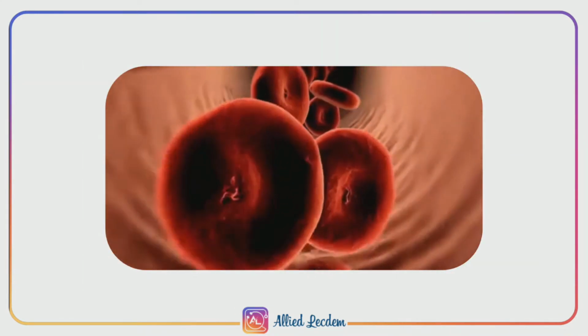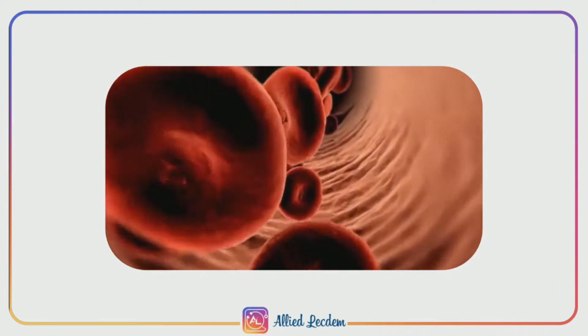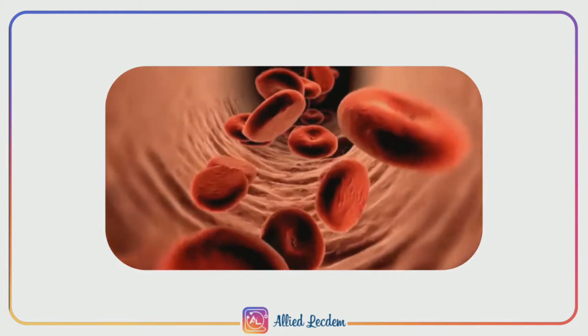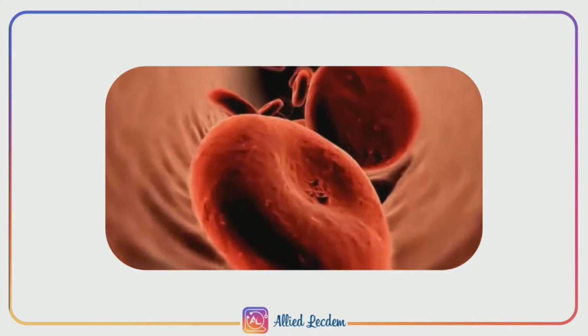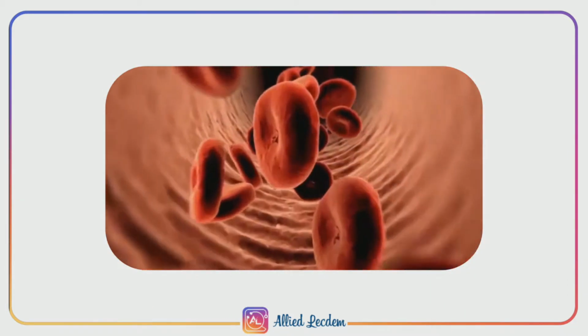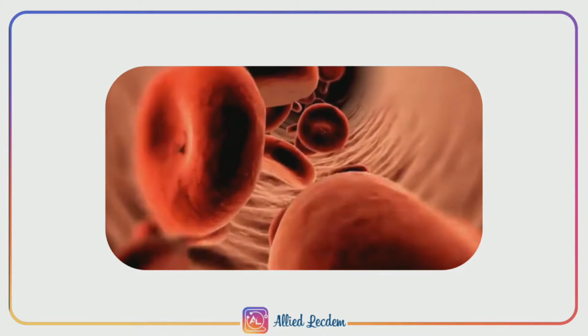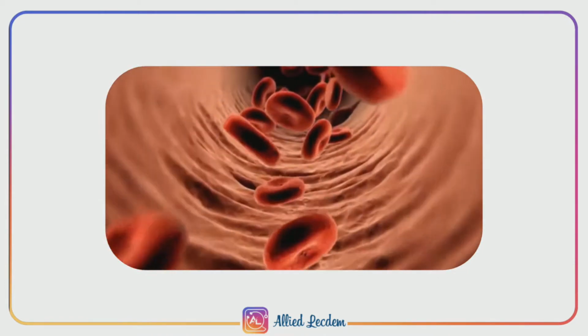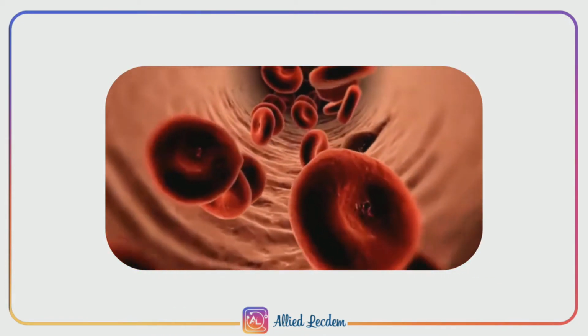Okay, we came to an end. Now we will see a short summary of blood. Blood is a specialized connective tissue consisting of fluid matrix, that is plasma, and a cellular portion called formed elements. Formed elements are RBC, WBC and platelets.